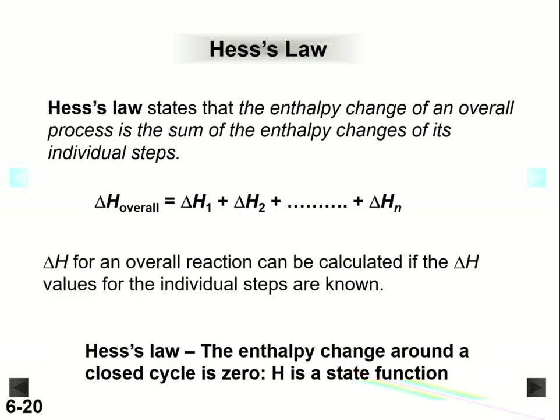So the overall change doesn't depend on how we do it, but it depends on how the individual steps add together. And so delta H overall will simply be the sum of the individual steps. Delta H for an overall reaction can be calculated if delta H values for the individual steps are known. Another way to state this, and one that some engineers or physicists may find comforting, Hess's law can be stated as the enthalpy change around a closed cycle is zero. H is a state function.